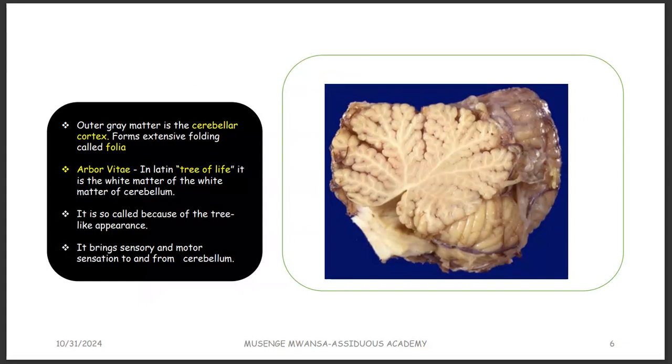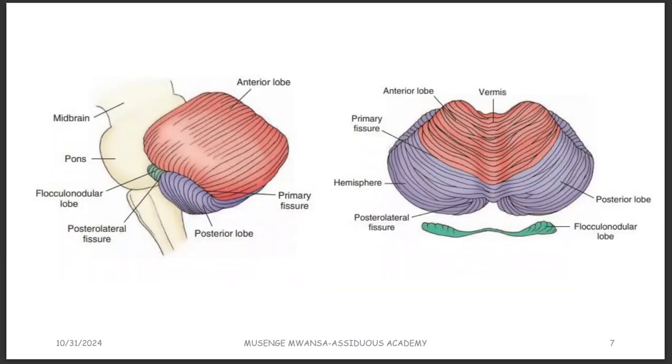The cerebellum is organized like the cerebrum, except the cerebrum has the gyri, fissures and sulci. But for the cerebellum, we have what is known as folia instead of gyri, and it has this part that looks like a tree. That's why it's known as arbor vitae, which means tree of life. Yes, and this is the appearance of the cerebellum.